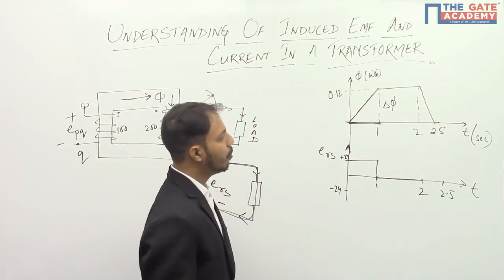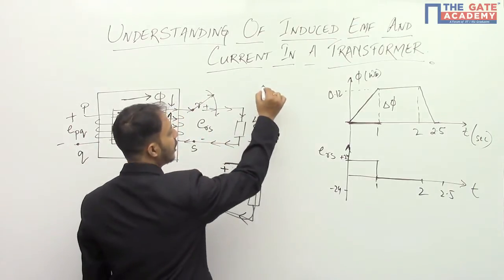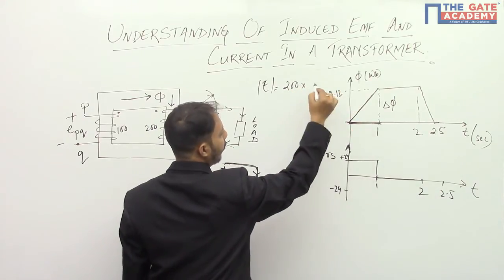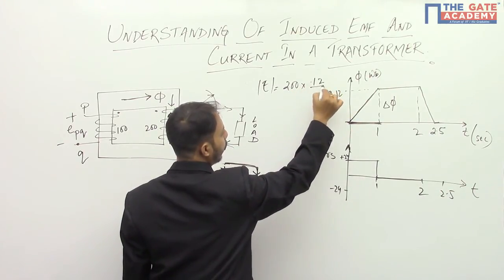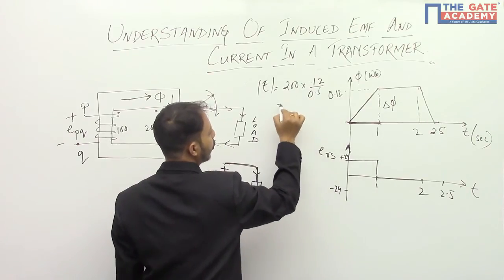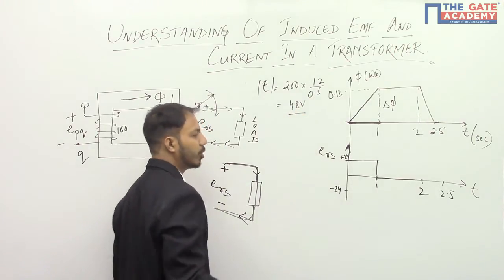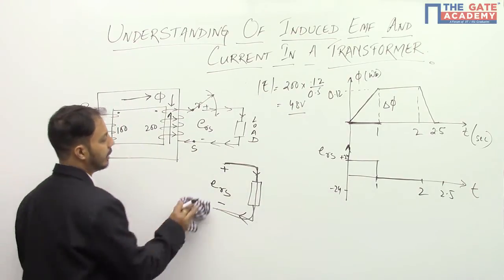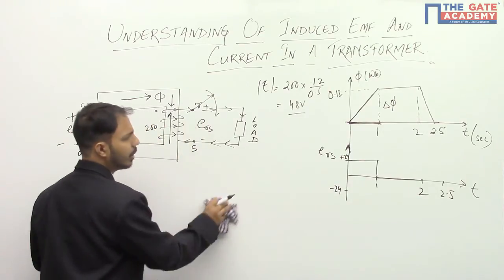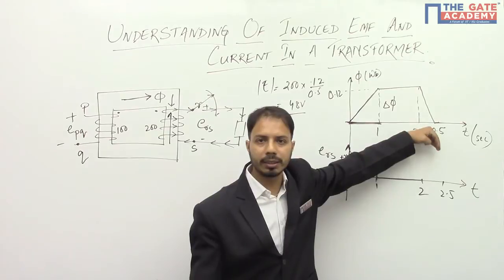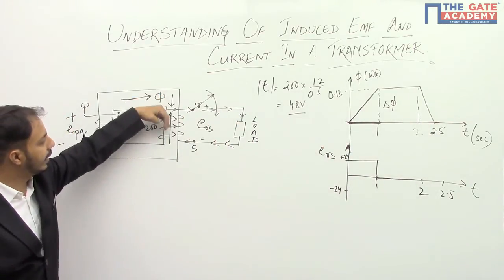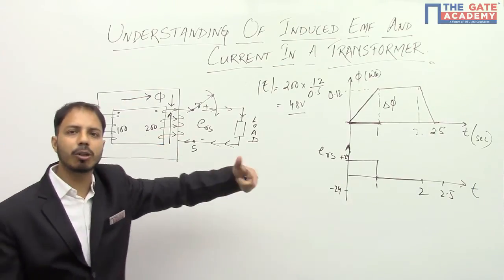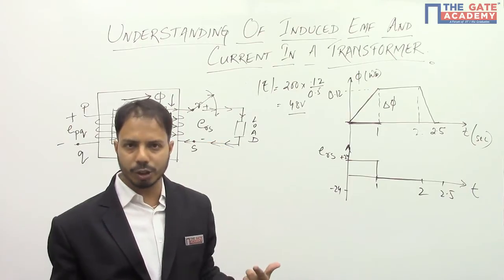After that, from 2 to 2.5, again the induced EMF magnitude, if we find out, it will be 200 into del phi, which is 0.12, and the time is 0.5, so we'll get 48 volts. Now this 48 volts will be plus 48 or minus 48, that we have to find out. Again, in this case, what is happening? Now you see the flux is decreasing. So the flux is decreasing in this direction. That means direction is this only. But the magnitude, the change is negative. It's having a negative slope.